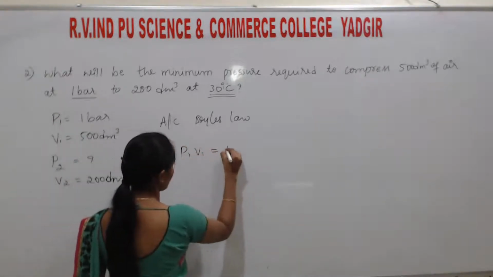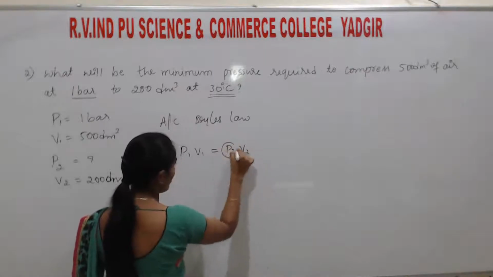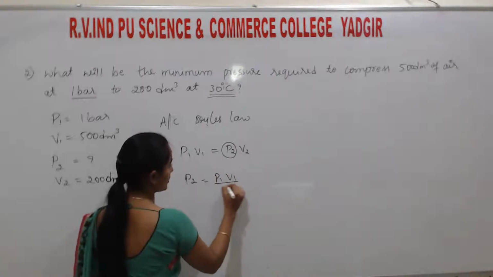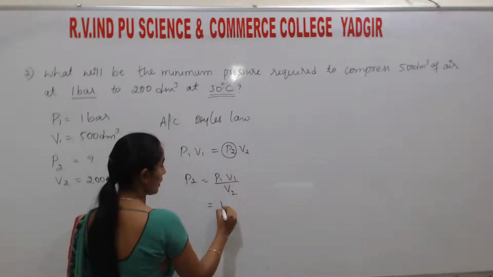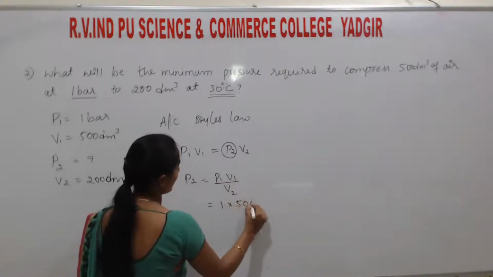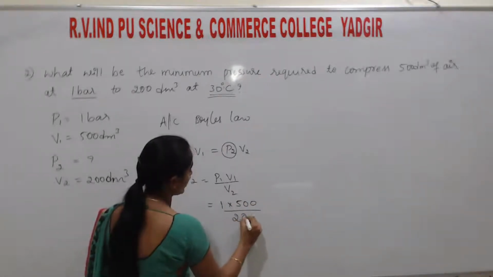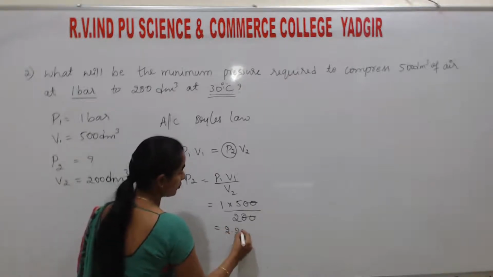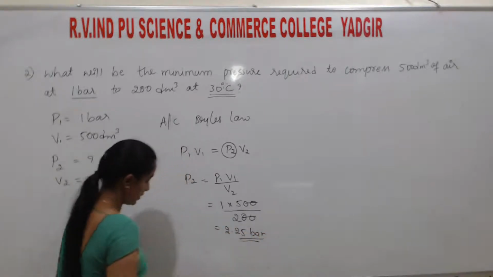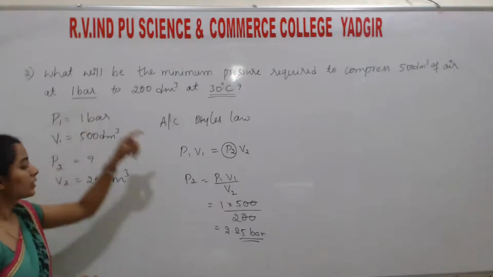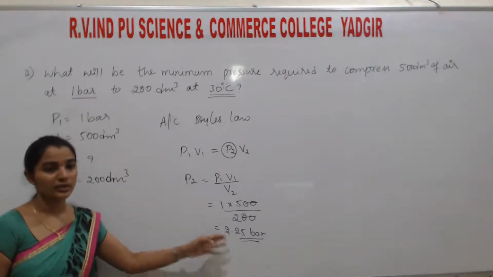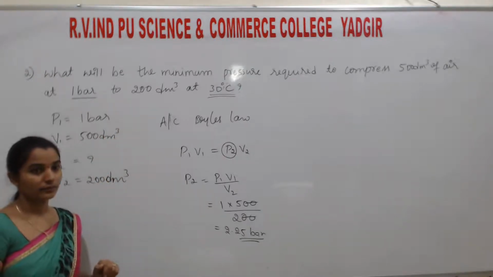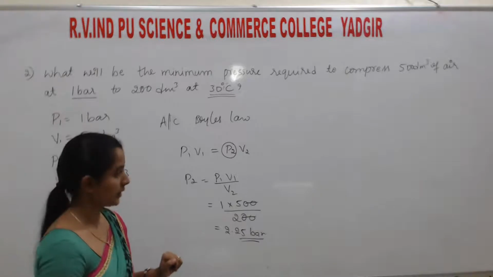P1 V1 is equal to P2 V2. We want P2. So P2 is equal to P1 V1 divided by V2. P1 is 1, V1 is 500 divided by 200. 2 zeros get cancelled. That is 2.5 bar. As I told you, students, from the 1 bar pressure here, 2.5 means obviously the pressure is greater than 1 bar pressure. That's why volume decreases. Understand? Next.